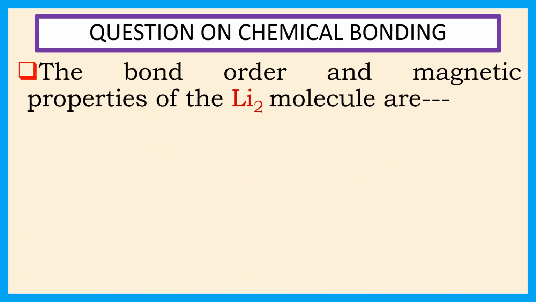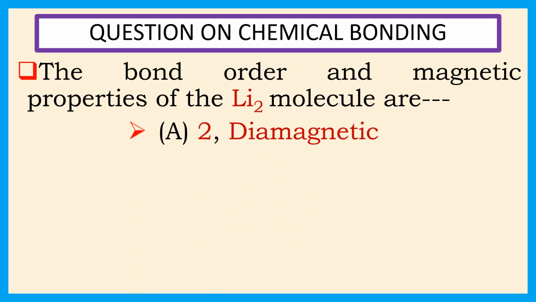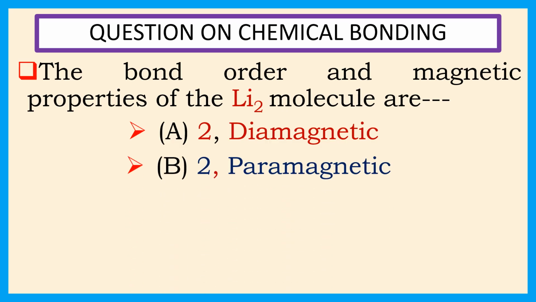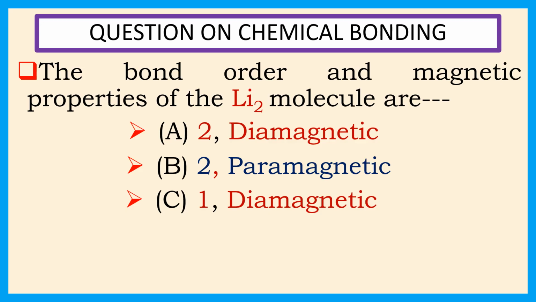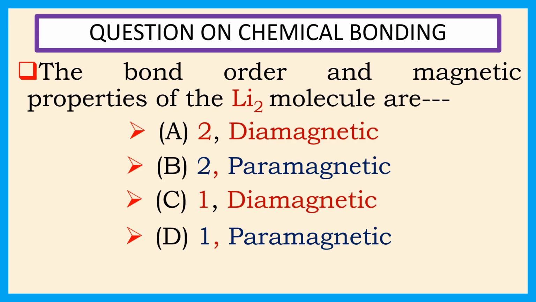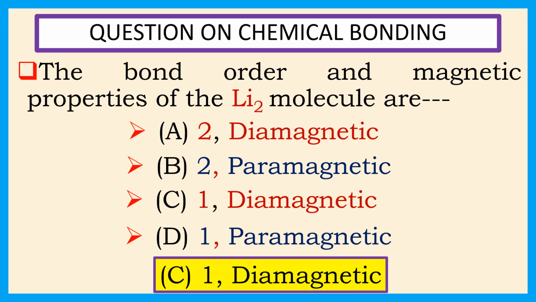The bond order and magnetic properties of the Li2 molecule are: choices are A. 2 diamagnetic, B. 2 paramagnetic, C. 1 diamagnetic, D. 1 paramagnetic. Answer is C. 1 diamagnetic. Explanation we will see in the next slide.